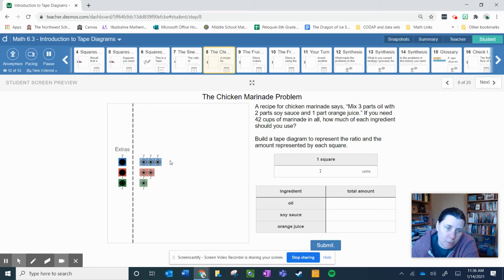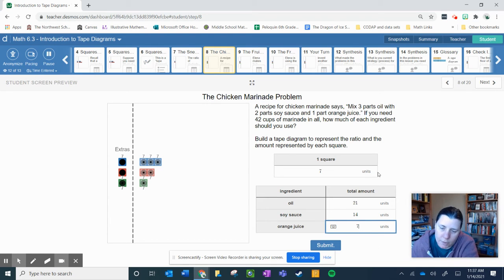Okay, so now I have correctly created the tape diagram, and then I can just read my tape diagram and type in the answers. Oil, I have 3 parts. Each part is 7. 3 times 7 is 21. And I'm in cups, so 21 cups. I would need 21 cups of oil. I would need 14 cups of soy sauce. And I would need 7 cups of orange juice.